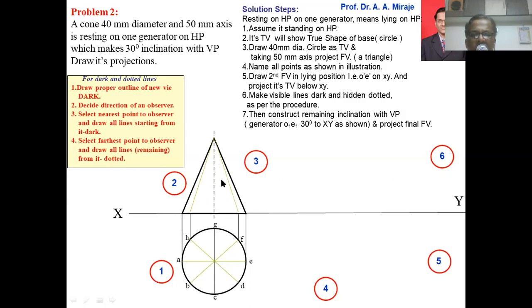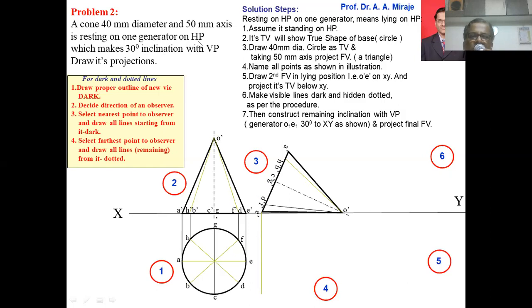Well, these are some generators. So this is the apex of the cone. From apex to this point is naturally the axis of the cone, which is given as 50 mm here. Now all the points are projected: A dash, B dash, D dash, E dash, C dash, G dash, and so on. So all the 8 points on this base are positioned here on the reference line, and this is the apex here, O dash. So this axis length is 50, and now it is given that this cone is resting on one generator on the HP.